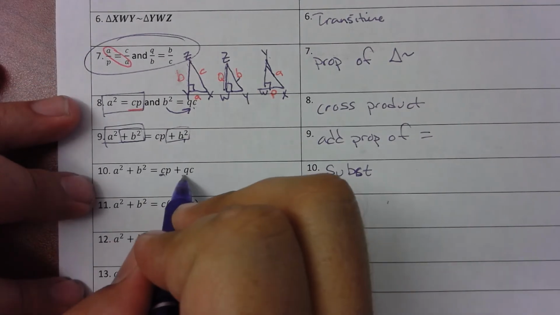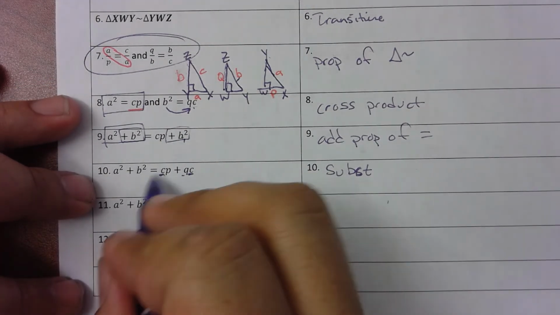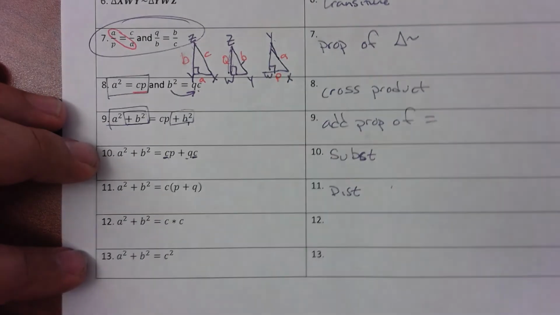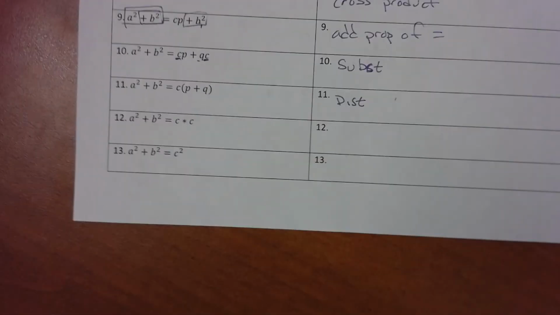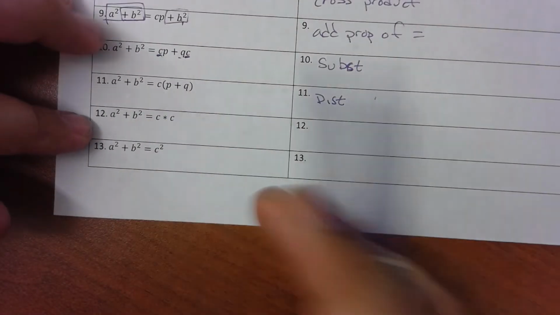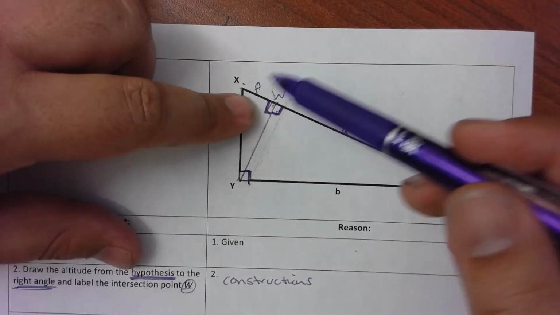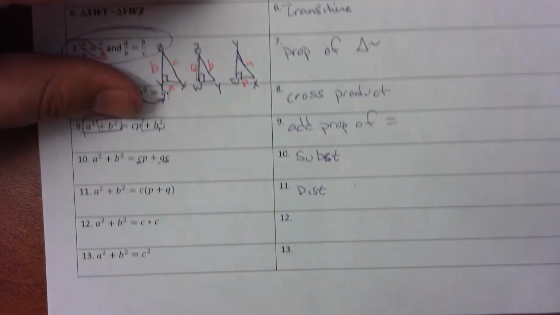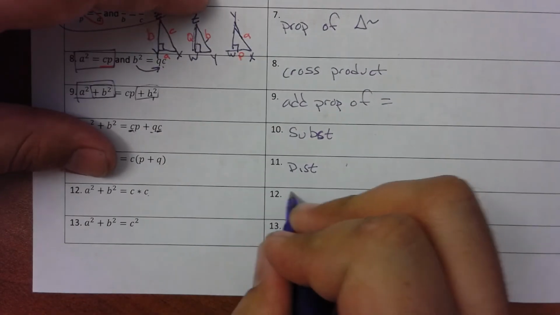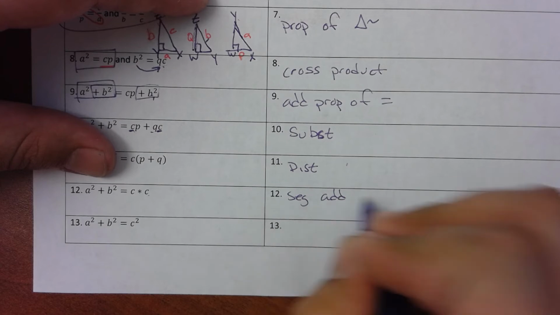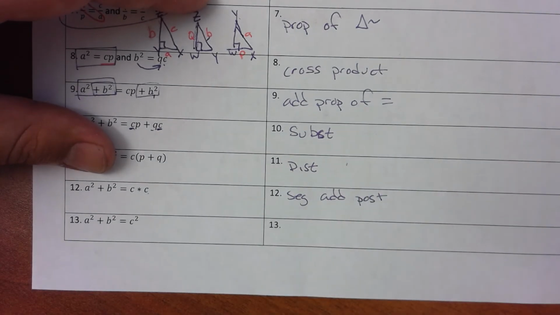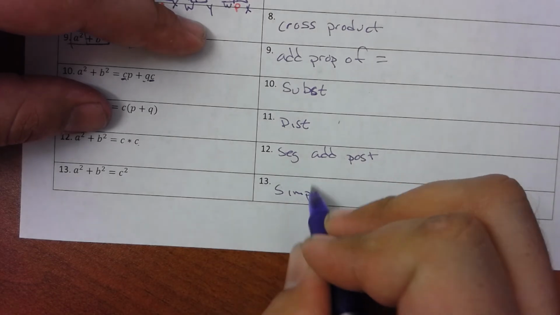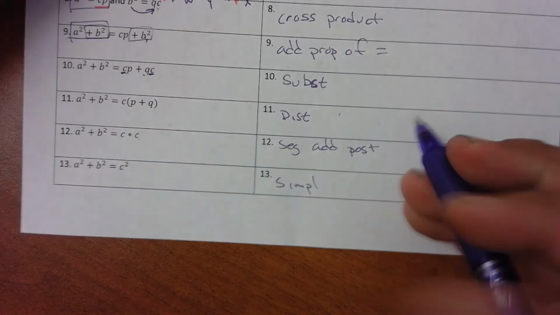Now both of these terms have a c, so I'm going to factor that c out, which is distribution property, and you're left with c times p plus q. If you look back up here at your picture, if you add p and q together, p plus q is c, which is the segment addition postulate. And then c times c is c squared, which is simplify, and your proof is done.